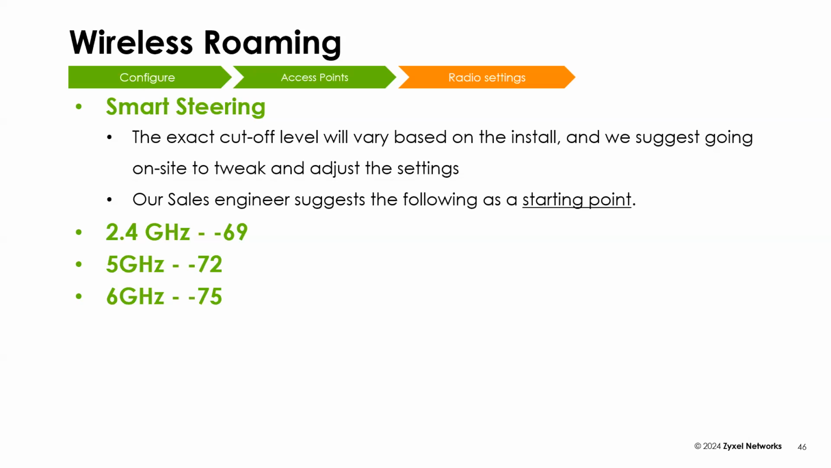Our channel sales engineer has come up with these suggestions. They suggest that you set 2.4 gigahertz to negative 69 as the cutoff, 5 gigahertz to negative 72 as the cutoff, and then negative 75 as the cutoff for 6 gigahertz clients. And again, you may need to tweak that based on your environment, the type of clients you're using, and the algorithm those clients are using for roaming.